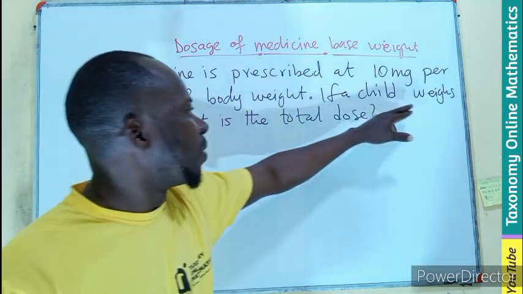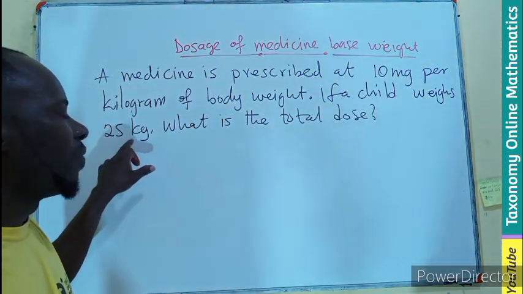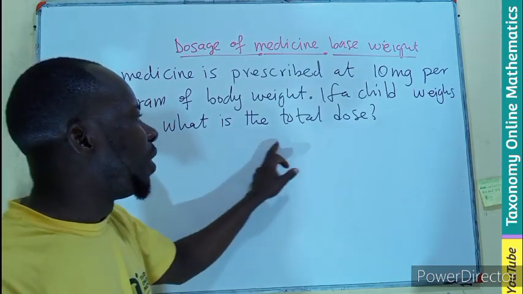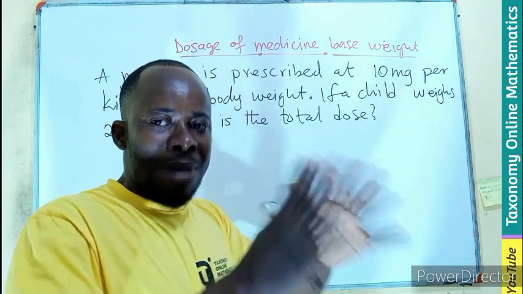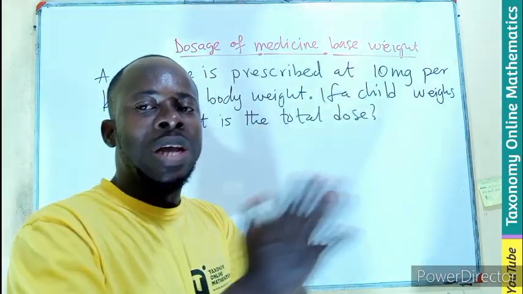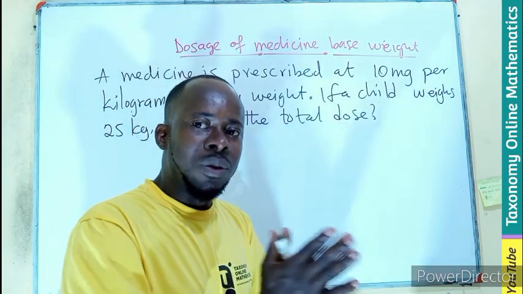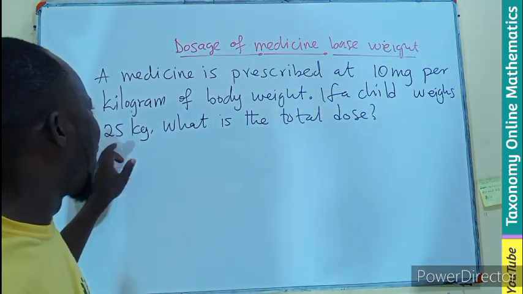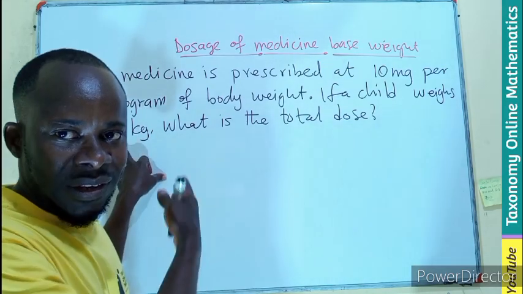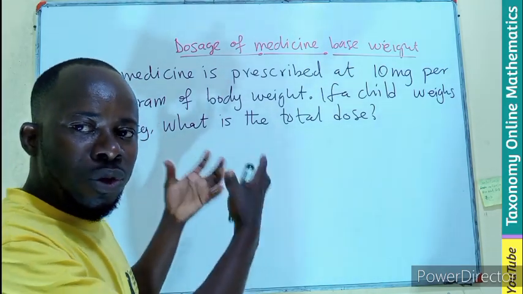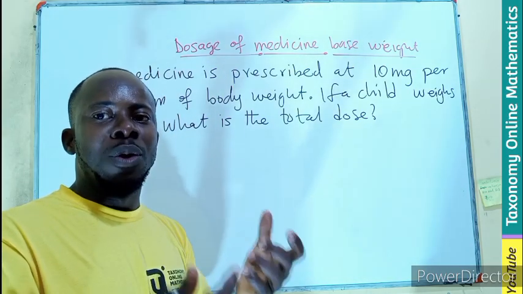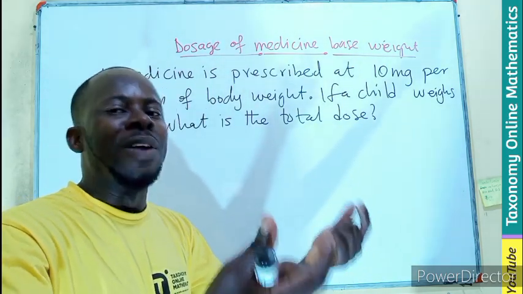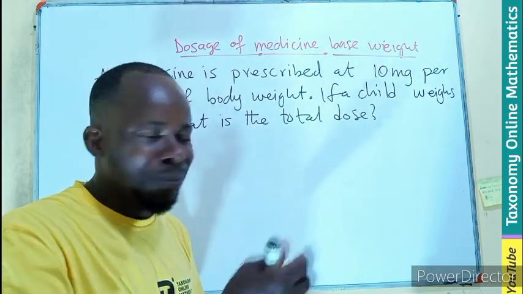So if a child weighs 25 kilogram, what will be the total dose? What will be the amount of mass, the mass of the medicine, that will be given to a child who comes into hospital weighing 25 kilogram? This is how doctors make use of your mass before they prescribe a medicine for you, so that you don't have an overdose or underdose of the medicine, right?